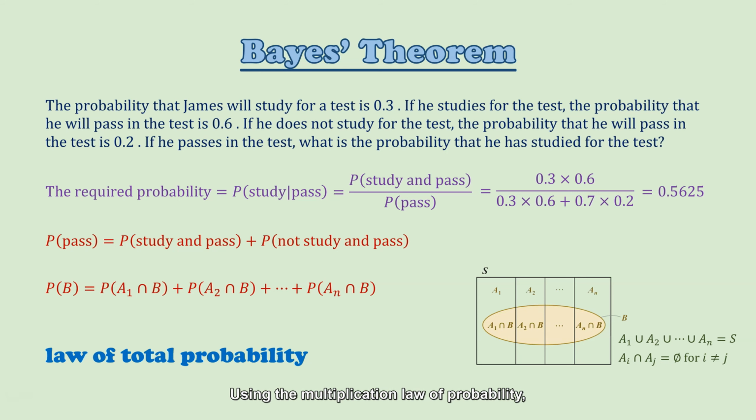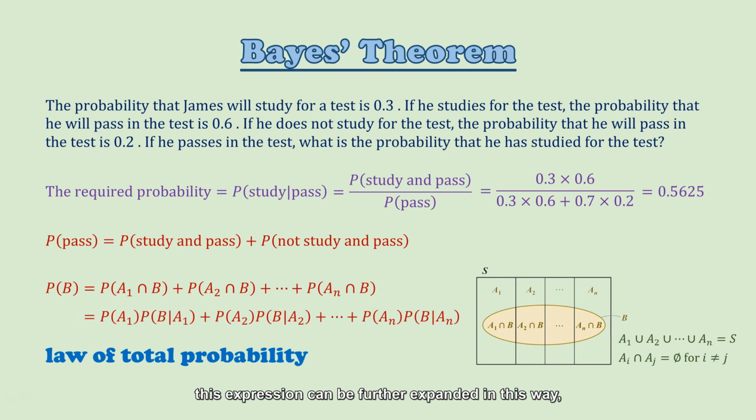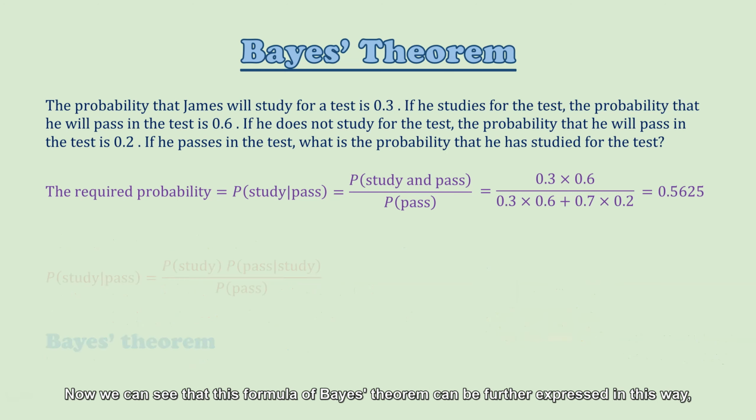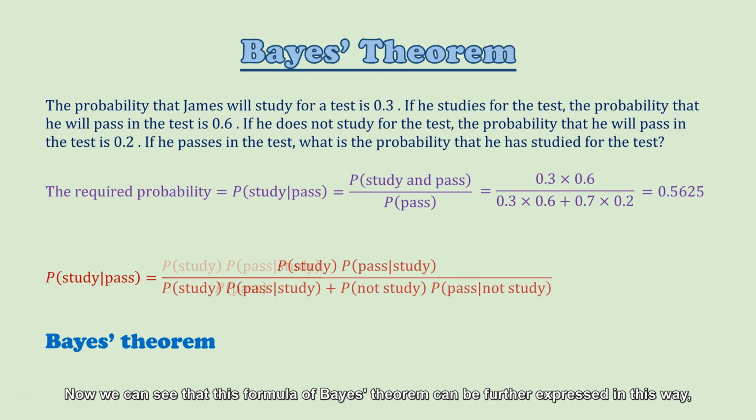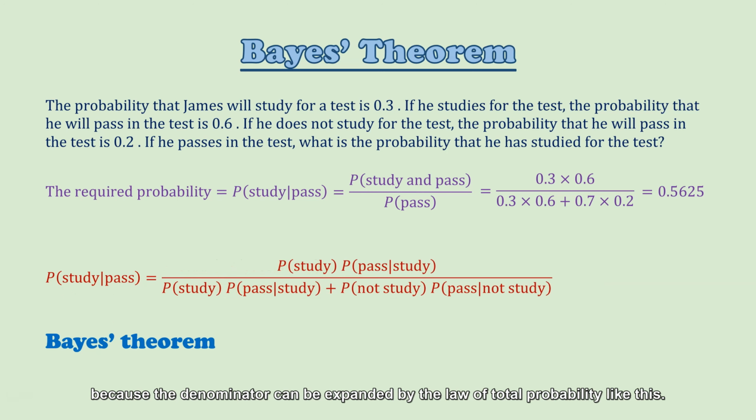Using the multiplication law of probability, this expression can be further expanded in this way, and that is the law of total probability. Now we can see that this formula of Bayes' theorem can be further expressed in this way, because the denominator can be expanded by the law of total probability like this.